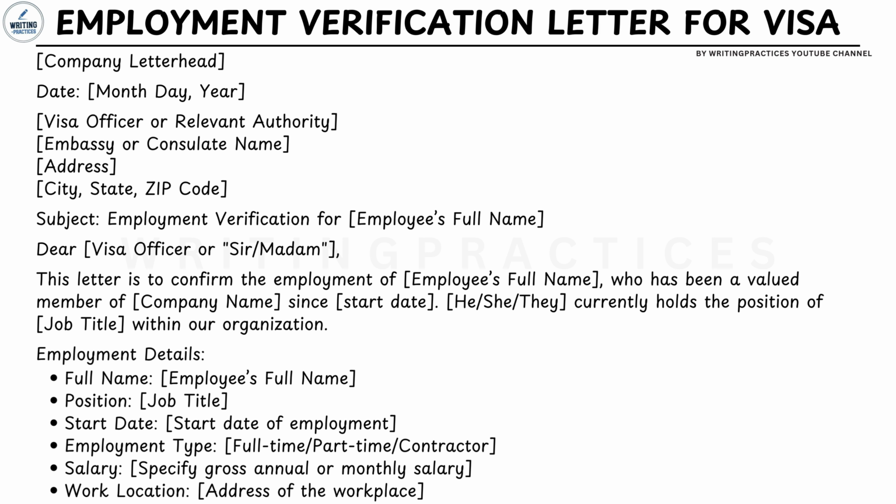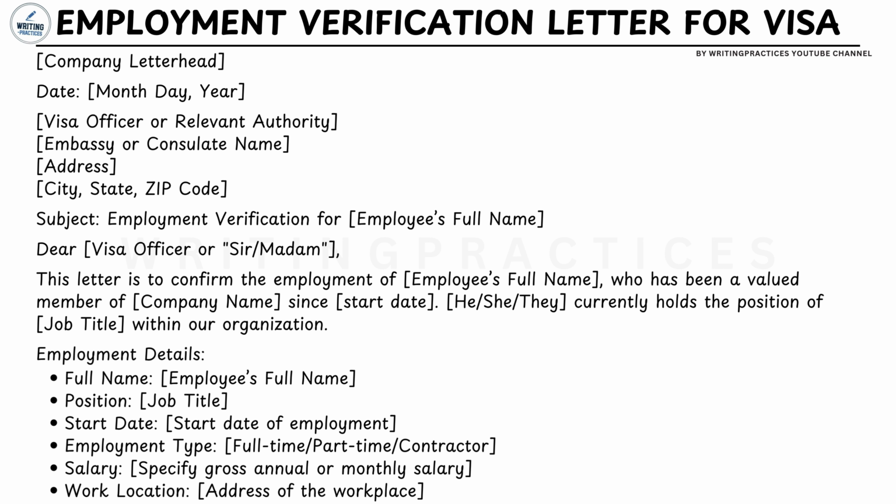This information is the heart of the letter. It provides clear evidence of the employee's position, type of employment, salary, and work location. Including these details helps the visa officer understand the individual's stability and ties to the organization. For example, specifying the salary demonstrates financial independence, while mentioning the work location shows geographical stability.